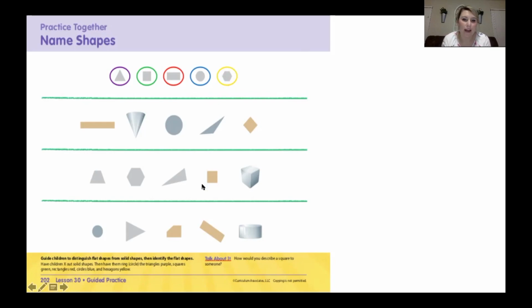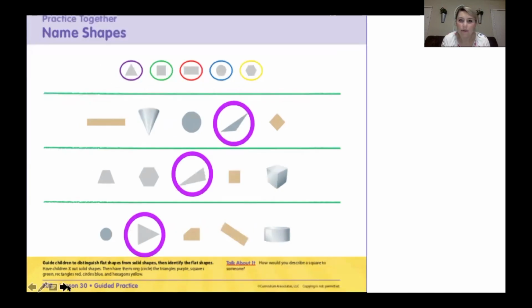So I'm going to go through and do each shape one at a time, and we're going to talk about it. So we're going to go to this first shape, this triangle, and it's shown in purple, remember? And so I'm going to go through all of these sections, and I'm going to find the triangles. Oh, looky there. I found all the triangles.